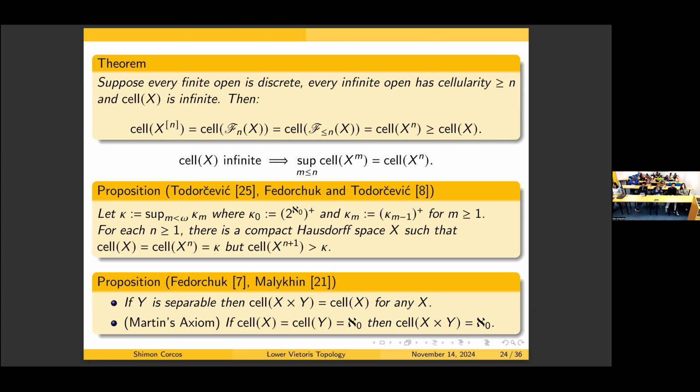And we actually do have equality in some cases. If you know that X has a countable dense subset, then what you can show is that the cellularity of all of these is the countably infinite cardinal. If you assume a particular axiom of set theory called Martin's axiom, then if you know that the cellularity of X is countable, then the cellularity of the nth power is also countable, and so you have equality as well.